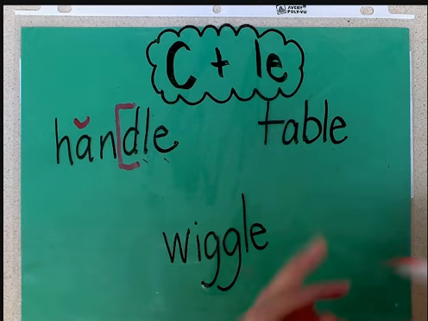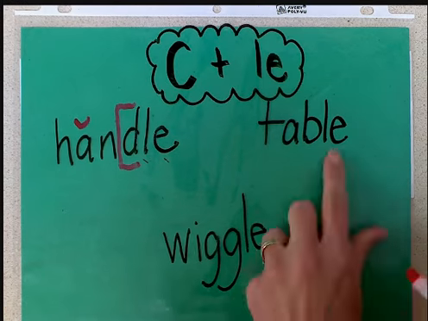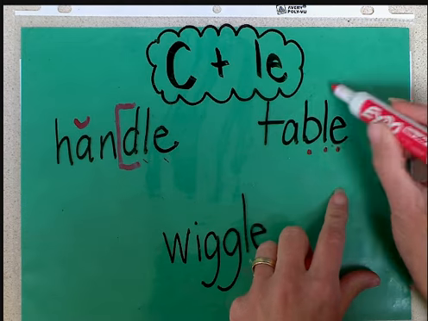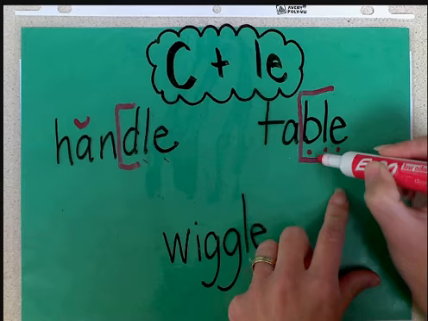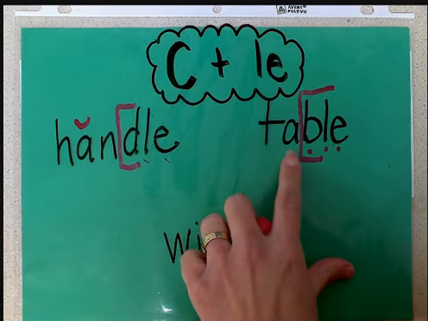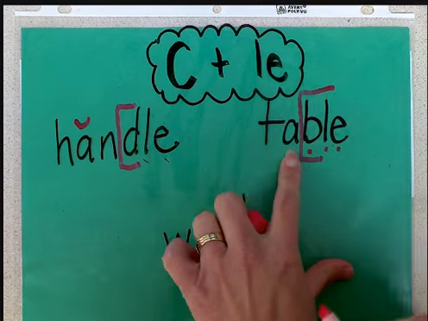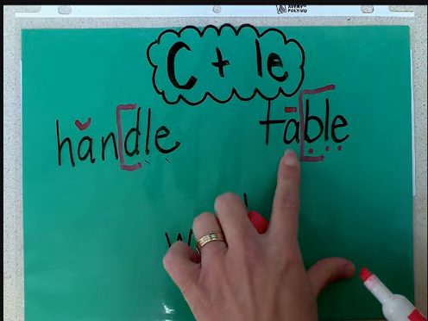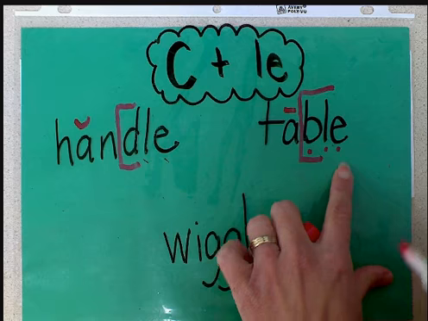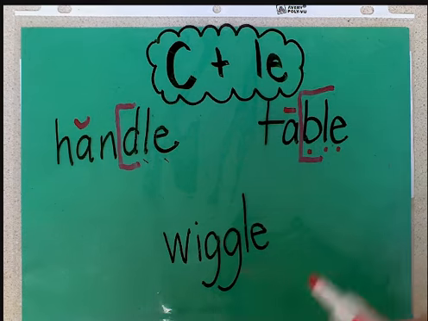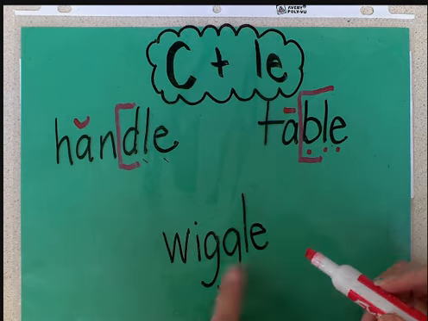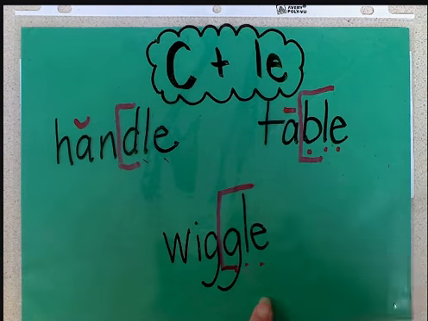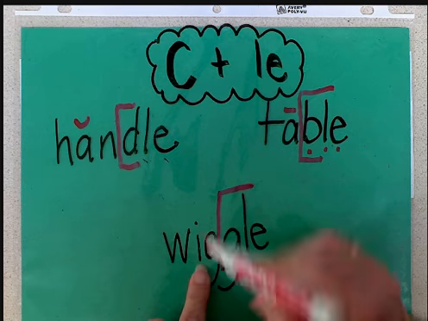Handle. All right. Now in this one, when we see L-E and we go back 3, we go 1, 2, 3, and we break it right here. Now you notice that the A is open. It's going to be long. So it says A, table. Now in this word right here, when you see L-E, go back 3, 1, 2, 3, and we break it right there. So this is wiggle.